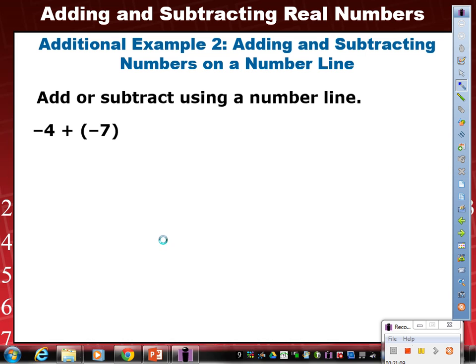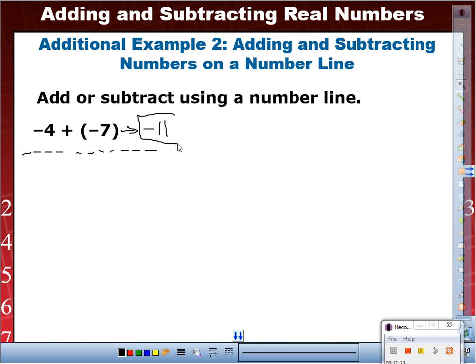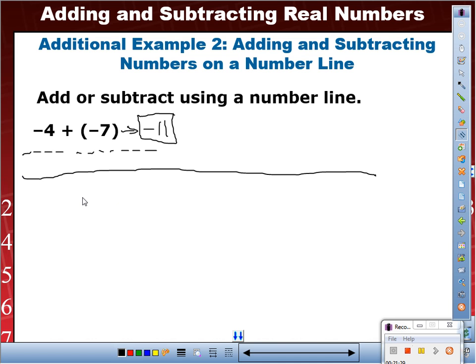Okay, here we go. I'm going to start with tiles. 1, 2, 3, 4. 1, 2, 3, 4, 5, 6, 7. Do I have any 0 pairs? No. Therefore, what do I have in front of me? Negative 11. Hands if you got that. Okay? From there, I'm going to use a number line. For the number line, it's imperative that we start with 0. What does imperative mean?